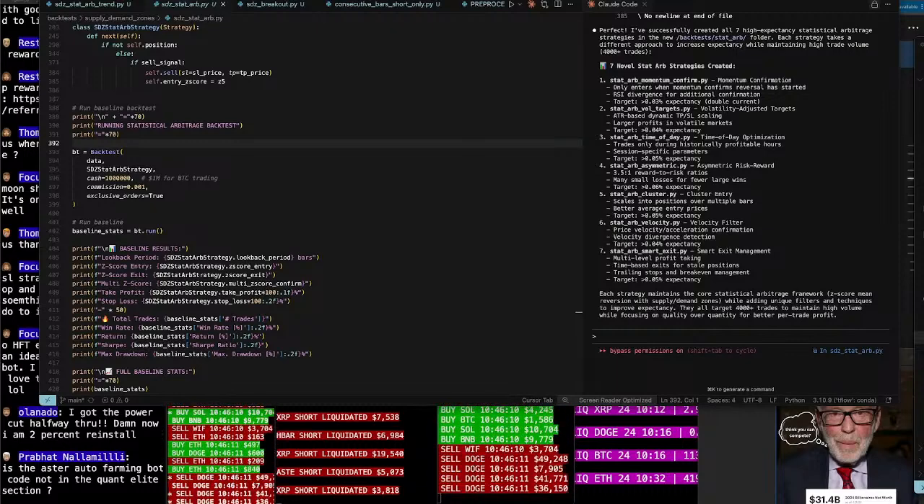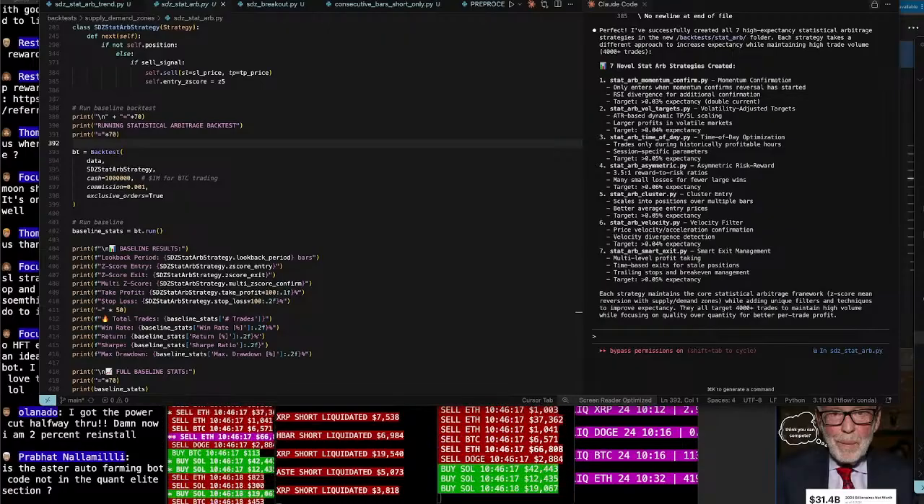Astro Auto Farming Bot. What a name, bro. What a name. Astro Auto Farming. Dude, I want to make this profitable. I want to make this profitable. It's not only about the farm, only about the farm. Oh, it's a good name, though.